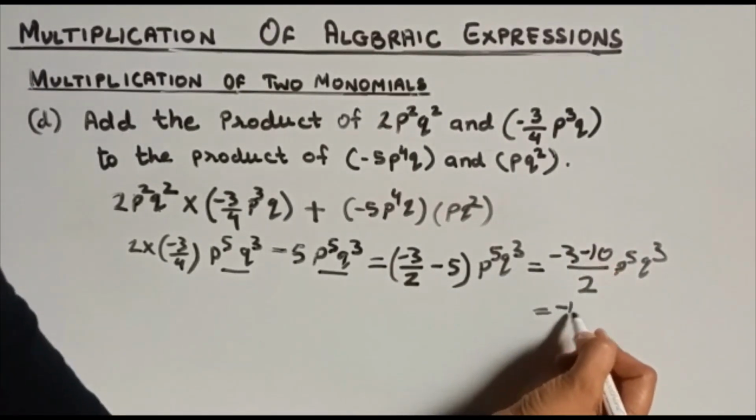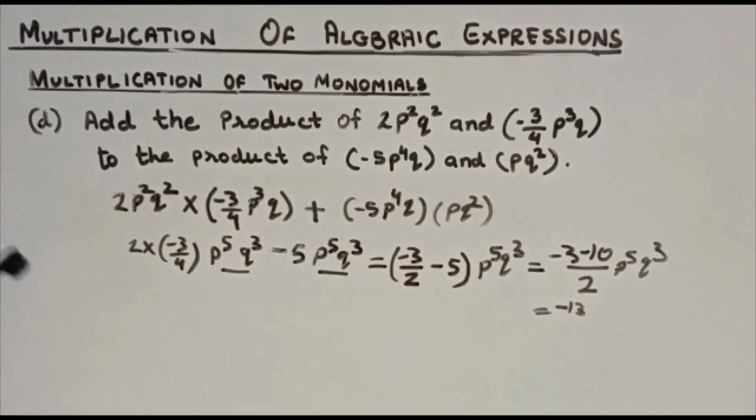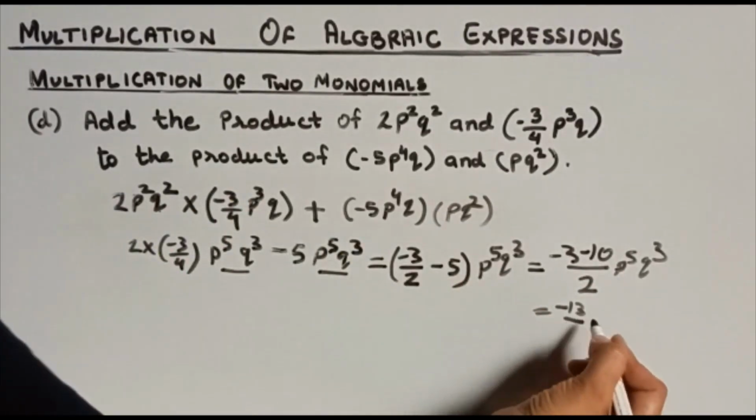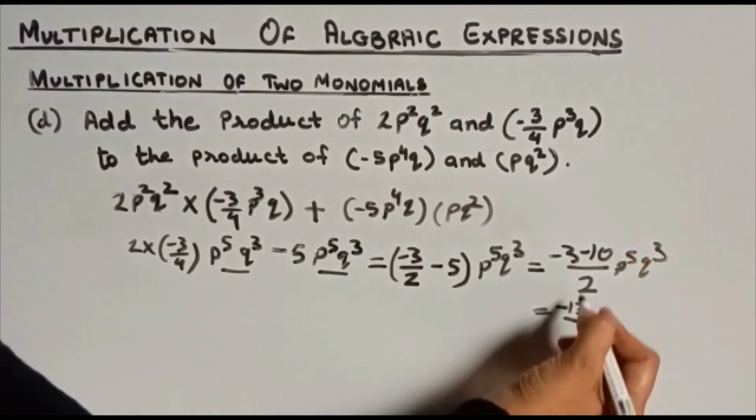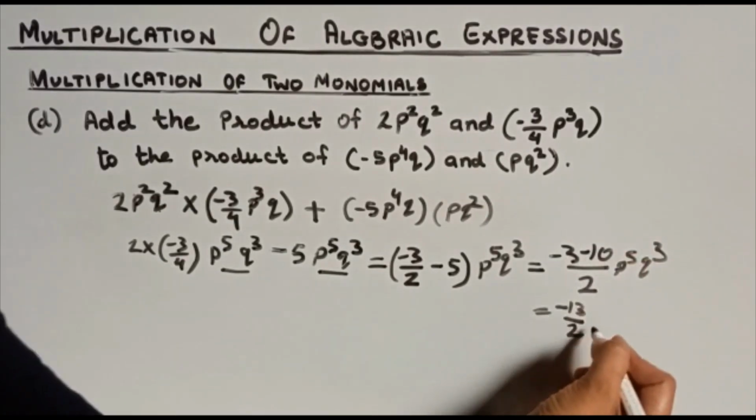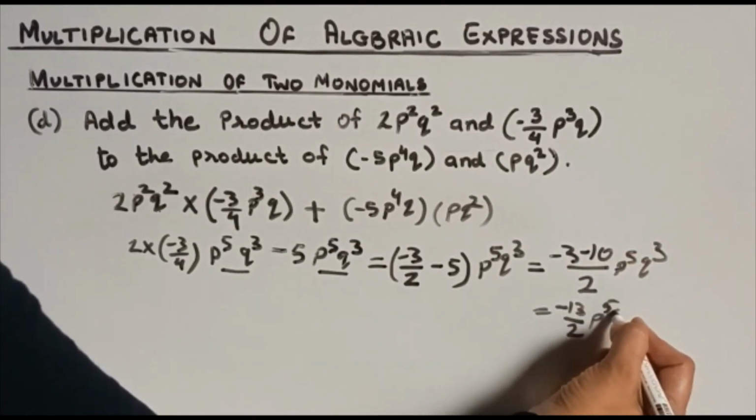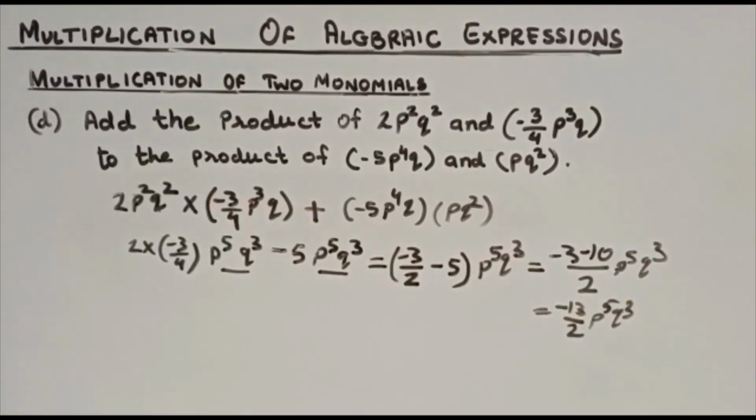Minus 13 because minus minus plus, and writing it this way, minus 13 by 2 p raised to 5, q raised to 3. So this is our answer.